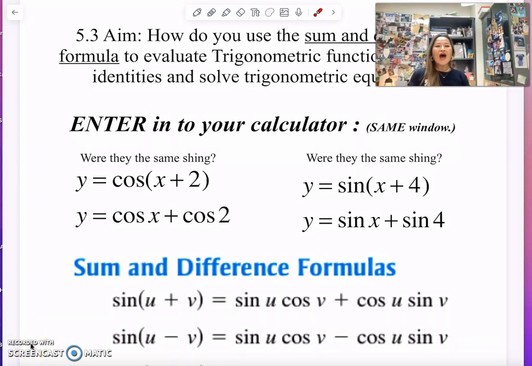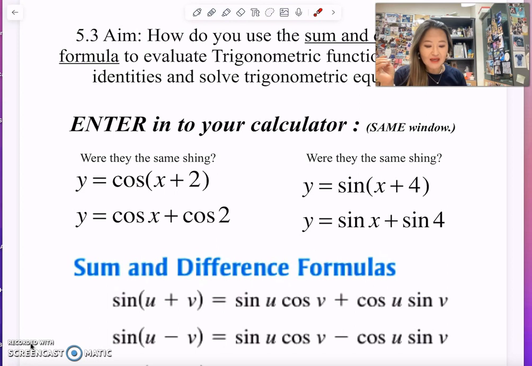Hello! Now that you know what the sum and difference formula is all about, let's try some and apply the rules, okay? It's a little bit trickier than the other ones. I think the trig identity is a little bit more difficult, but I think you'll see that it's manageable, okay?